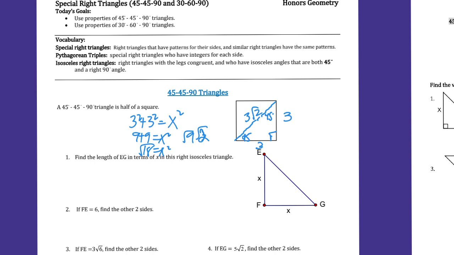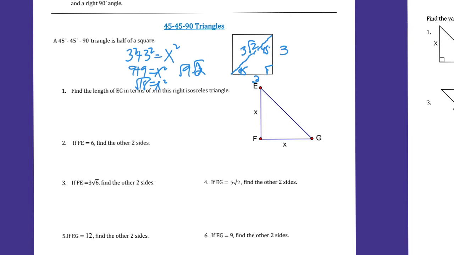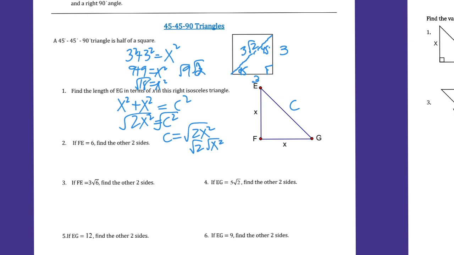And so the first thing we're going to do is establish the common ratio. Okay, if we do it in terms of x, let's do it abstractly. We're going to do x squared plus x squared equals c squared, where we'll call c the hypotenuse. So x squared plus x squared is 2x squared equals c squared. And then if we want to get plain old c, we square root both sides. So c is equal to the square root of 2x squared. That breaks into the square root of 2 times the square root of x squared. The square root of x squared is just x. So c is equal to x times the square root of 2.